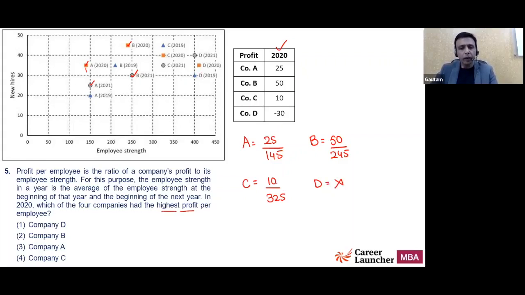Now we can easily see it has to be one of A or B, where the highest has to be definitely with B. Reason being, we can calculate on a calculator also if you want to. Otherwise, we can figure out that B's numerator is twice of A's, but the denominator is less than twice of A's. So as a fraction, B has to definitely give me a higher value than A's ratio.